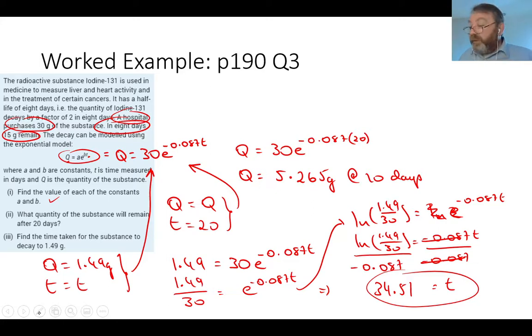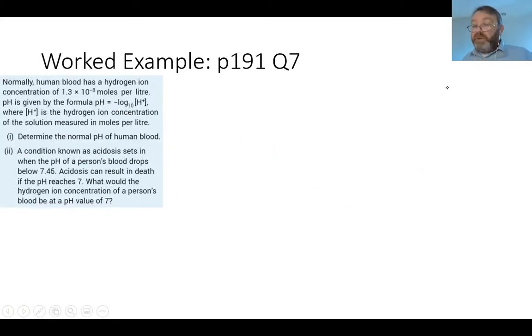And the next one is on page 191, and it's in question 7. Normally, human blood has a hydrogen ion concentration of 1.3 by 10 to the minus 8 moles per litre. Now, that's for us chemists. Don't worry about that. If you're not doing chemistry, don't worry about moles per litre. Just think mathematics. pH is given by the formula.